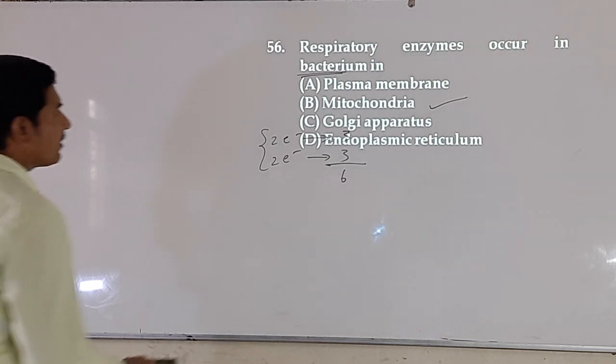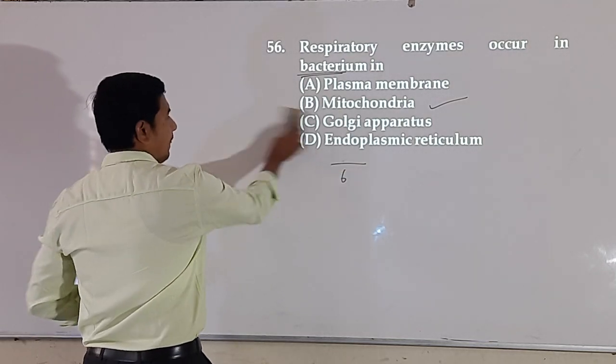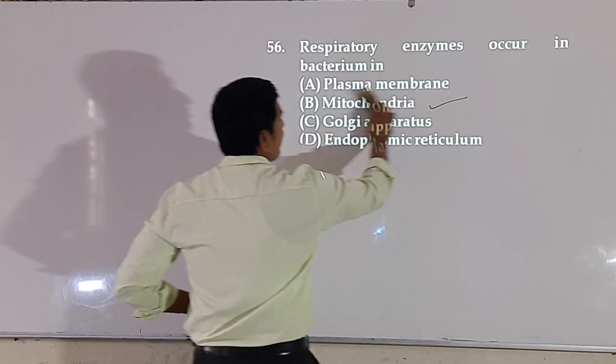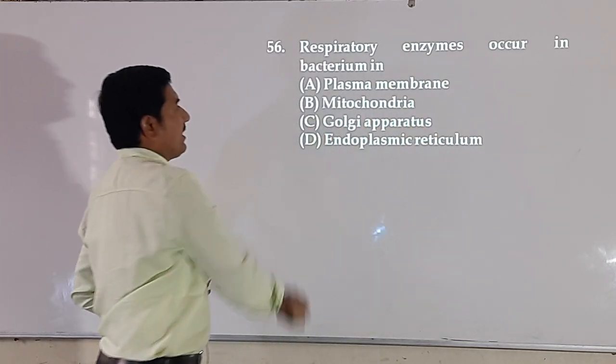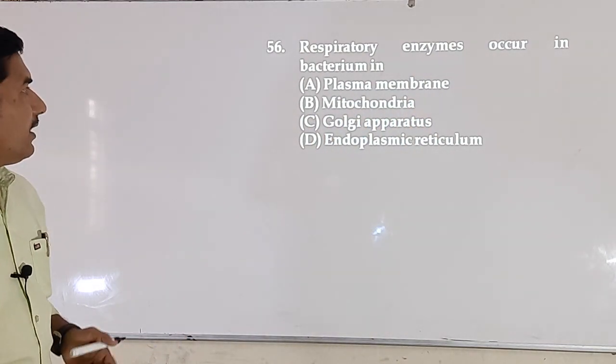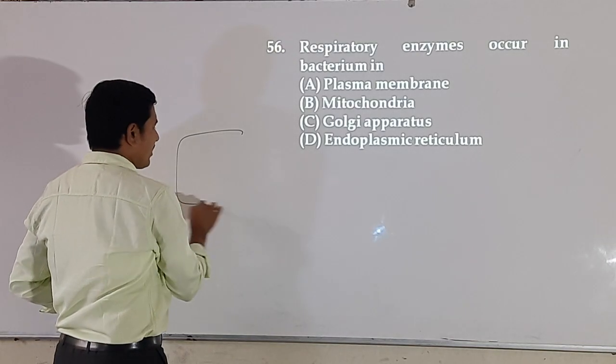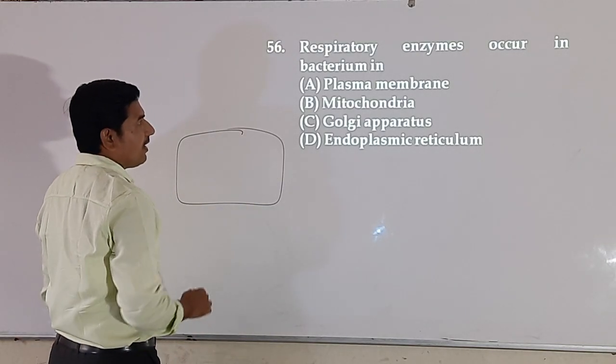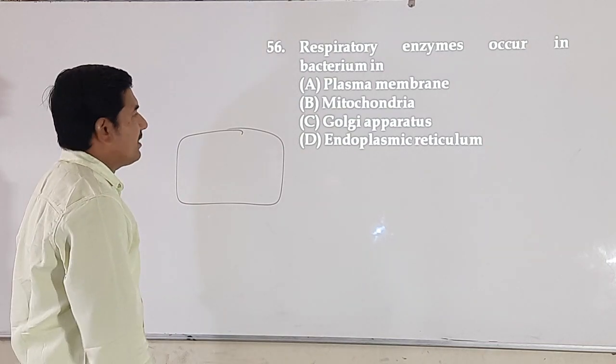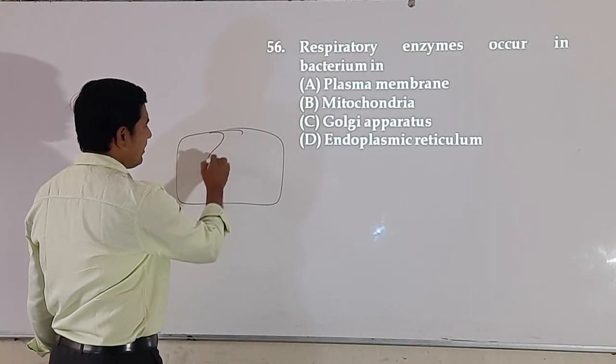The next one, respiratory enzymes occur in bacterium. In ಬ್ಯಾಕ್ಟೀರಿಯಾ ಒಳಗಡೆ ಮೈಟೋಕಾಂಡ್ರಿಯಾ ಅನ್ನೋದು ಇರಂಗಿಲ್ಲ. ಹಂಗಿದ್ರೆ ರೆಸ್ಪಿರೇಟರಿ ಎಂಜೈಮ್ಸ್ ಎಲ್ಲಿರ್ತಾವೆ? ಇಲ್ಲದ್ರ ಜೆನೆಟಿಕ್ ಮಟೀರಿಯಲ್ ಇರ್ತೈತಿ.